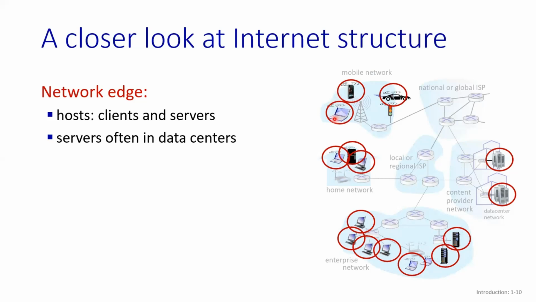For example, the smartphone over here, this laptop, the smart car, the smart fridge. So the network edge constitutes these end devices as well as the applications. For example, the Google Chrome application, your WhatsApp application, the applications which you use to send data over the network. So a network edge constitutes these end devices as well as your applications.